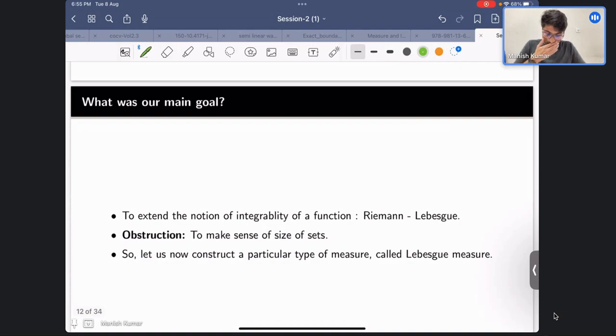So see, just recall the main thing we wanted to study initially, that we wanted to extend the notion of integrability of a function, right? So we knew the theory of Riemann integration. We wanted to include more functions which can be integrated in some sense, right? So we wanted to define this Lebesgue integration, and the Lebesgue integration was defined using the inverse image, by partitioning the range.